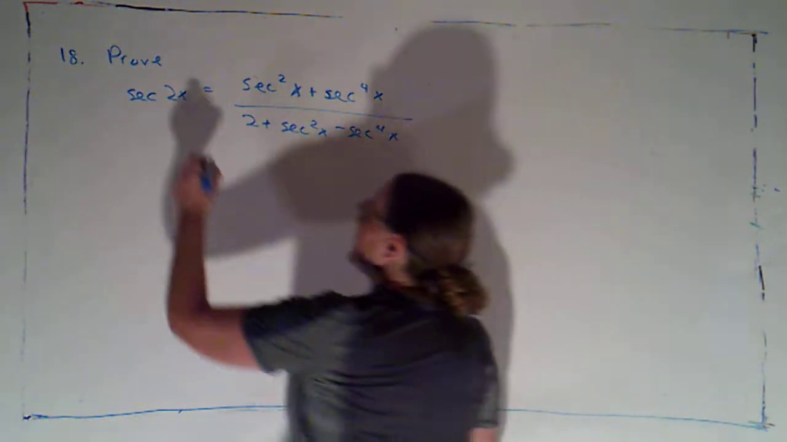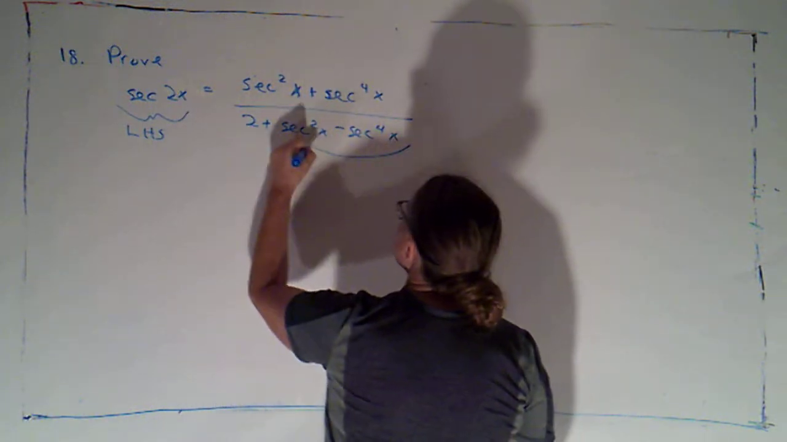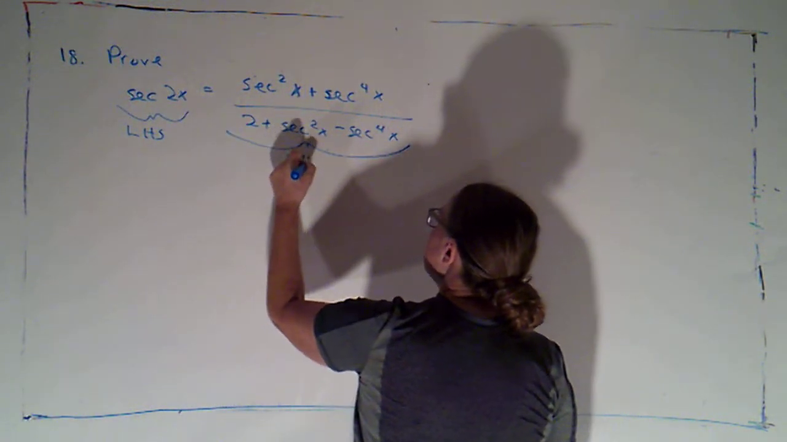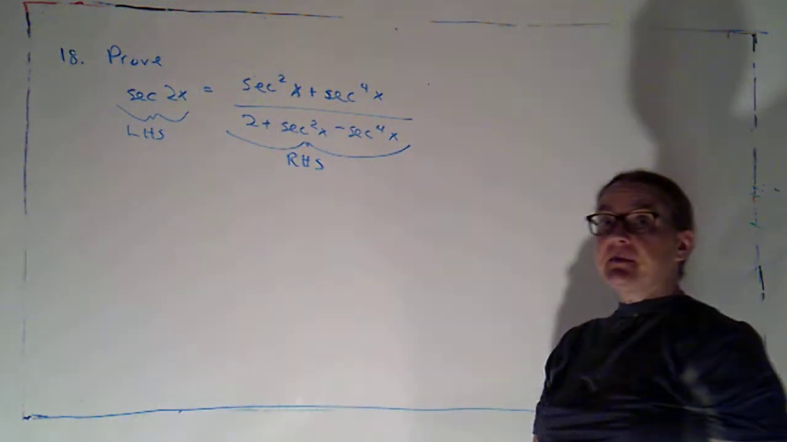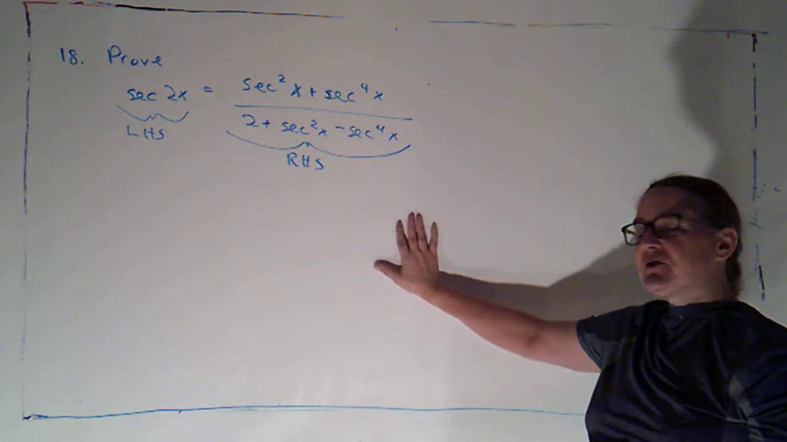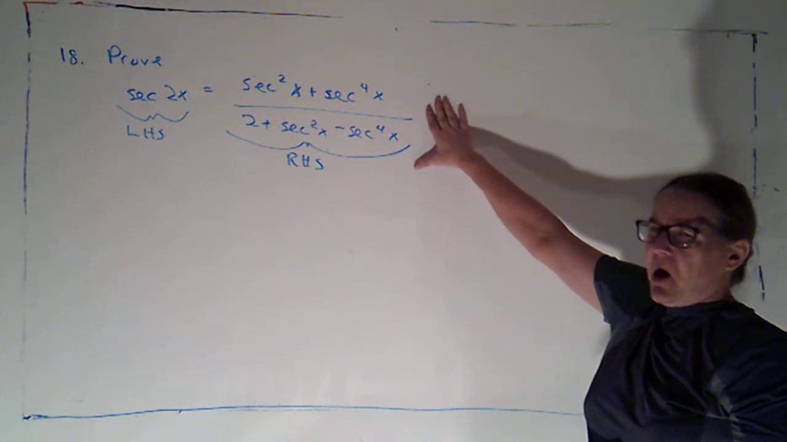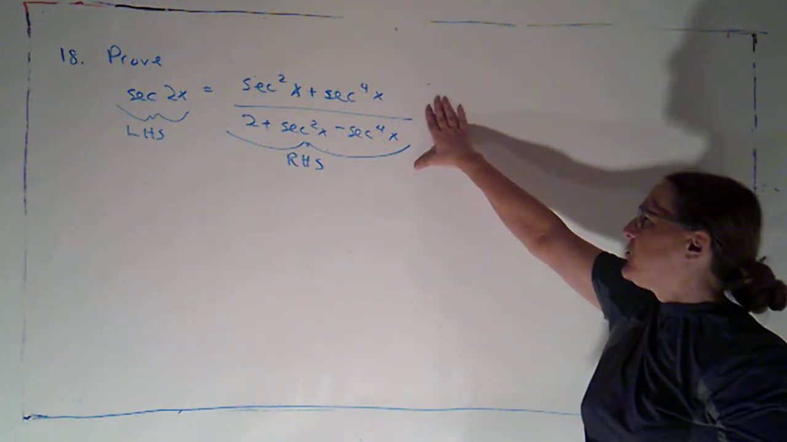So here, I'm going to say this is my left-hand side. This is my right-hand side. And I want to try to prove that they're equal, remembering the cardinal rule: I'm only allowed to work with one side at a time. Okay. Now this is definitely the more complicated side, so I'm definitely going to need to work with it at some point.